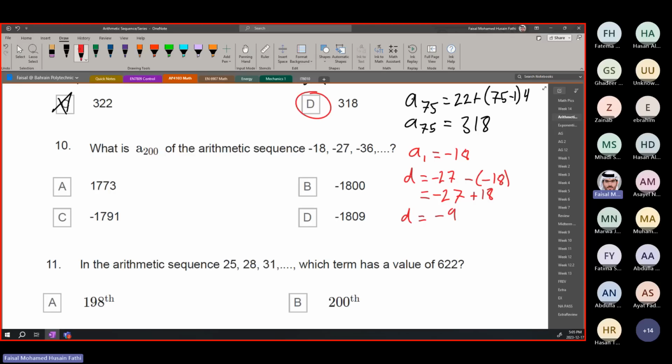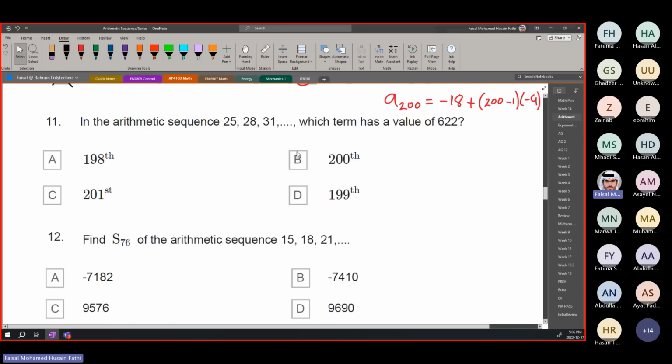Our AN equation, specifically for A200 directly, is equal to minus 18, A1, plus N minus 1, which is 200 minus 1, times the common difference, which is minus 9. Put that in the calculator and you get your final answer: minus 1,809. See, so far, 10 minutes, 10 questions. Very simple, very quickly. And I'm even explaining. I'm not solving, I'm explaining. So you have more than enough time if you understand the concepts. Okay? So it's minus 1809.